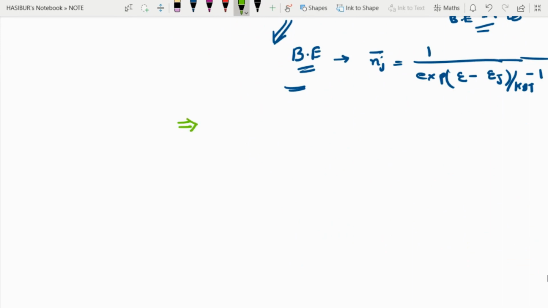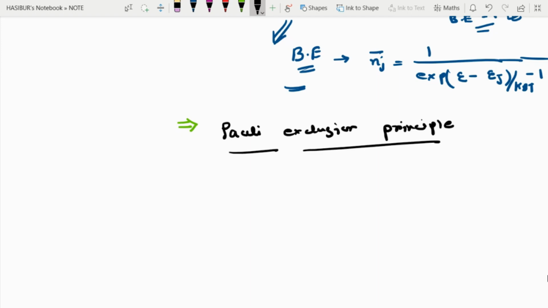Now why is the occupancy per energy state small in the case of Fermi-Dirac statistics? I want to talk about that. To understand that, we also need to understand the Pauli exclusion principle. What is the Pauli exclusion principle? Take any atom, and for this atom there are many electrons.